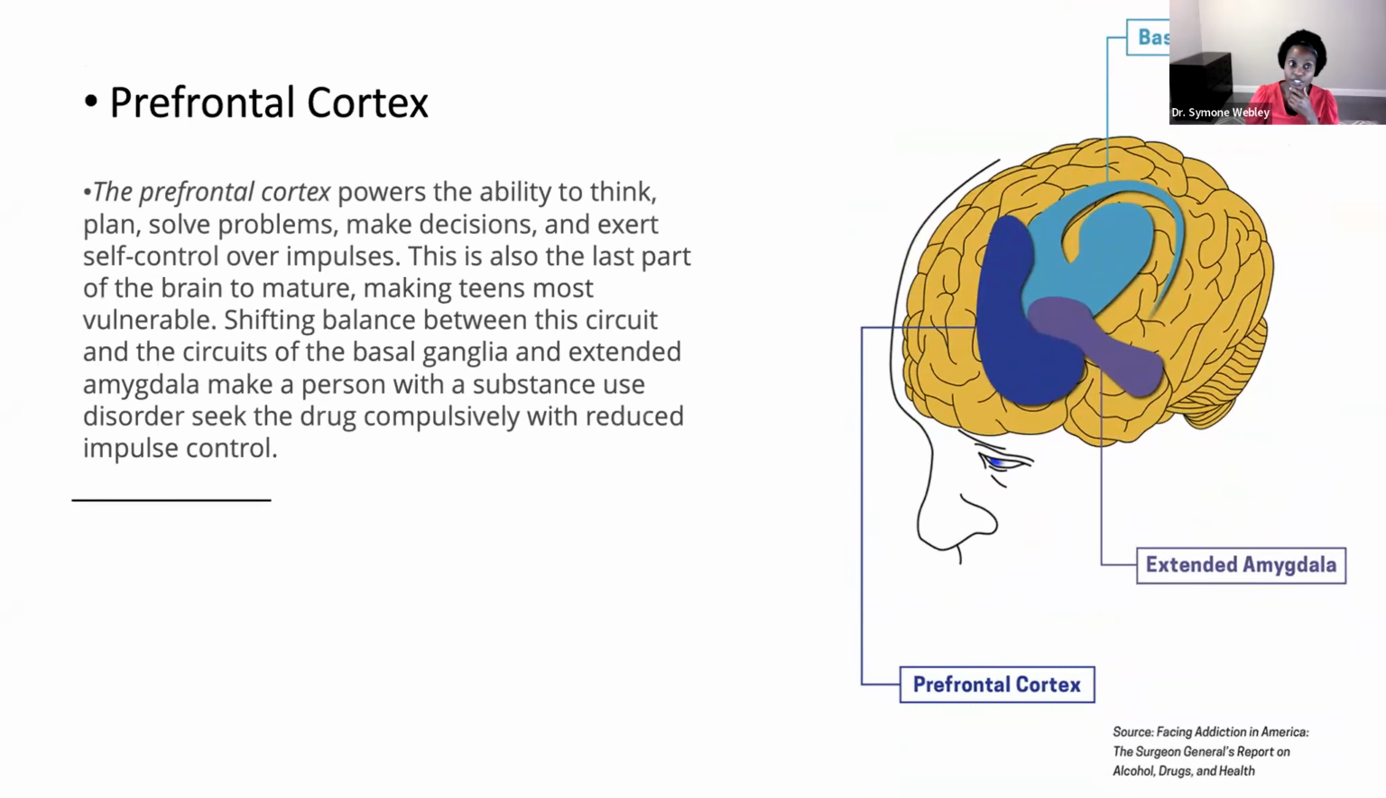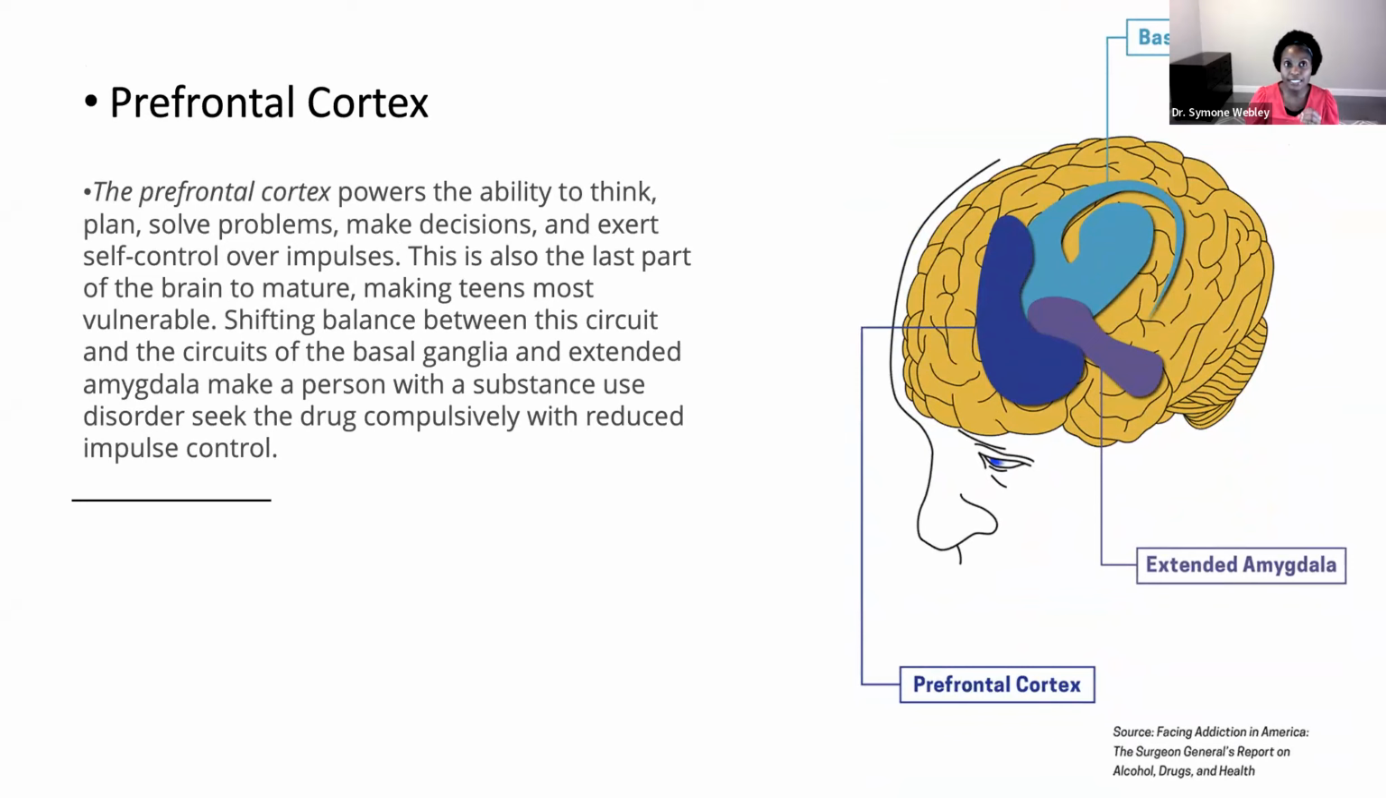And then the next section is the prefrontal cortex. This is the power or the ability to think, to plan, to solve problems, to make decisions, and to exert self-control over impulses. This is also the last part of the brain to mature, making teens the most vulnerable to having issues, especially if they start using drugs early.